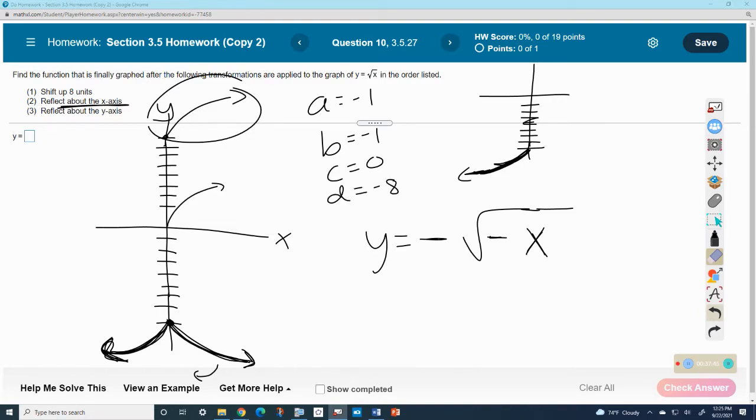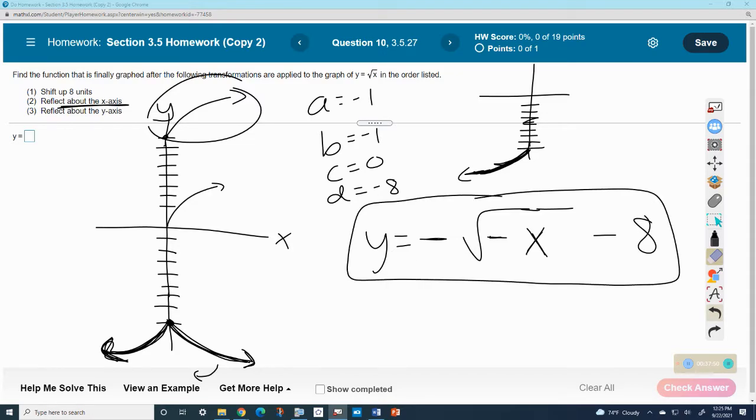What is it? It wouldn't be positive, because this is, wait, I'm confused. Okay, no, it wouldn't be a positive 8 because we're shifted down 8. Oh, because it reflected on the axis. It reflected over both axes. Wait, I'm still confused.